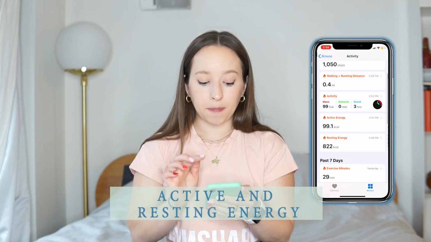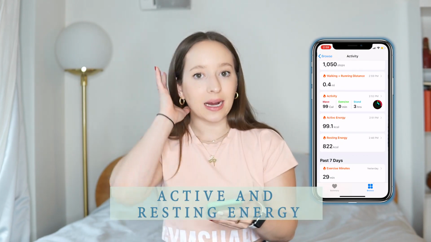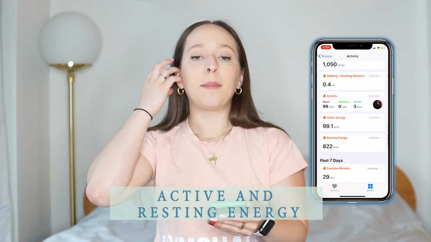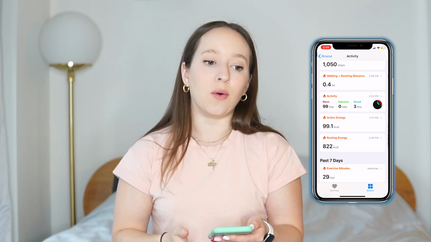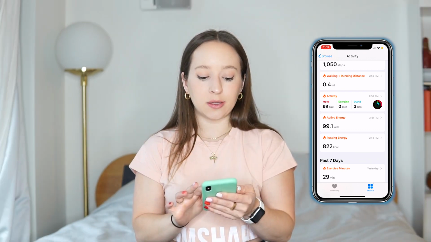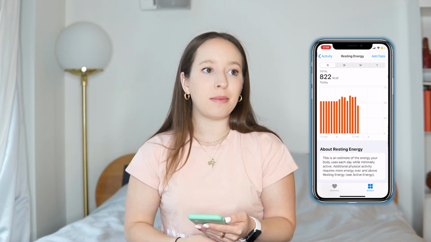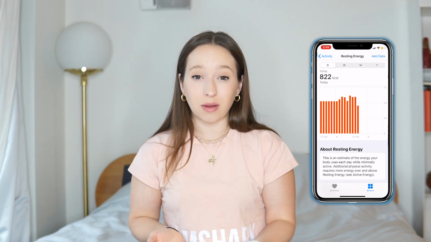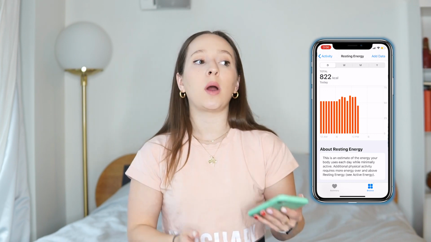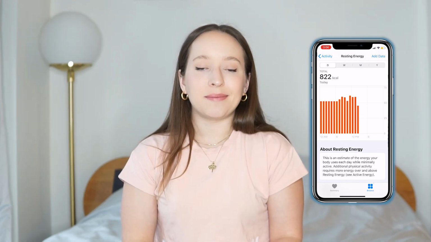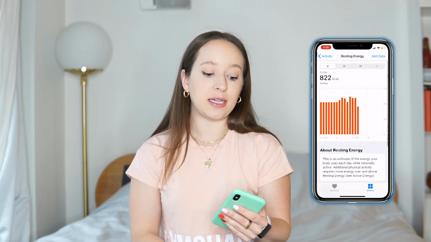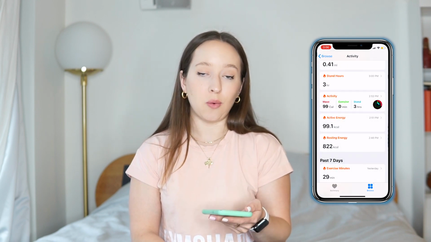Moving on to active and resting energy. So active and resting energy are Apple's way of simplifying your metabolism. So in terms of resting energy, this is the resting metabolism, pretty much the calories you're burning just to keep you alive while you're at rest. So when you're sleeping, when you're walking around, basal metabolic rate, that type of thing. It's not the calories that you're burning or spending when you are exercising.